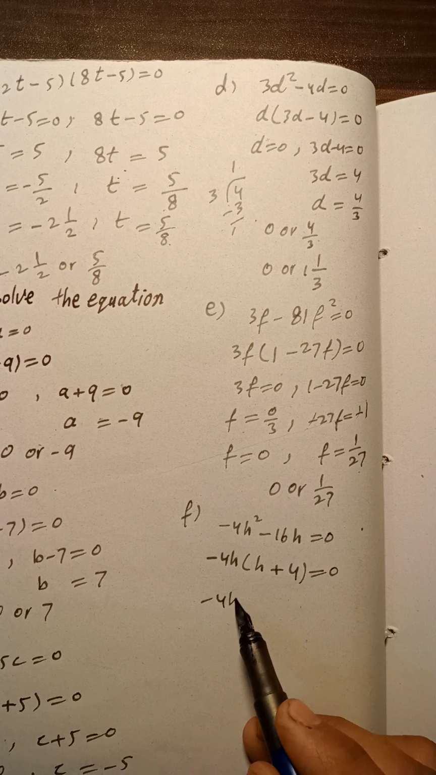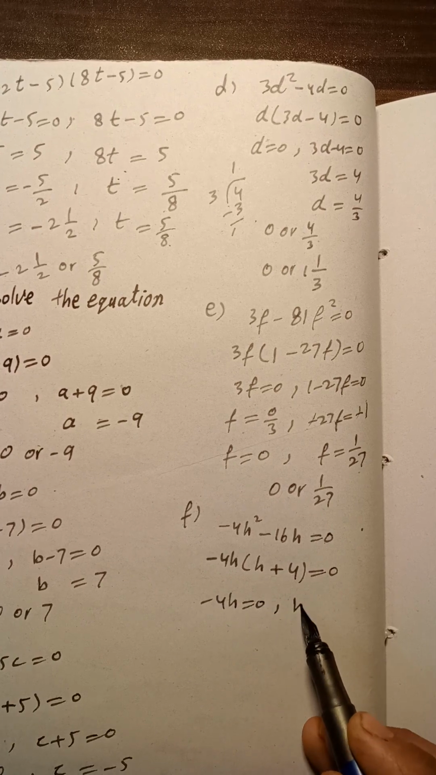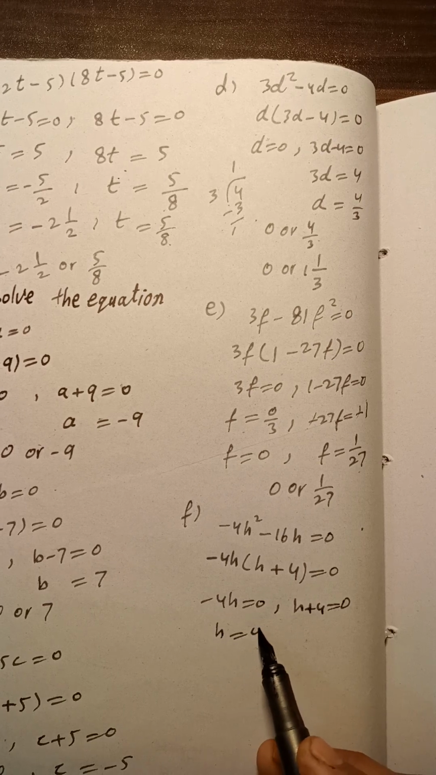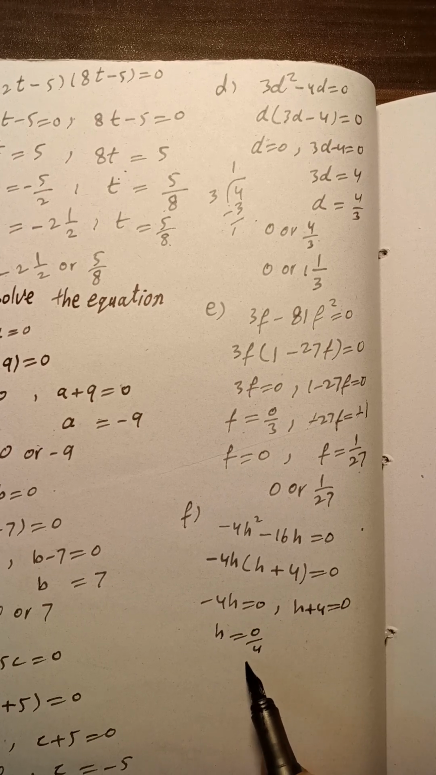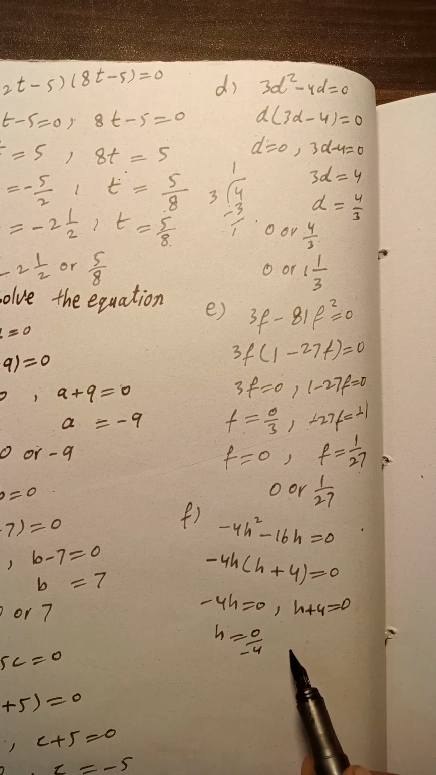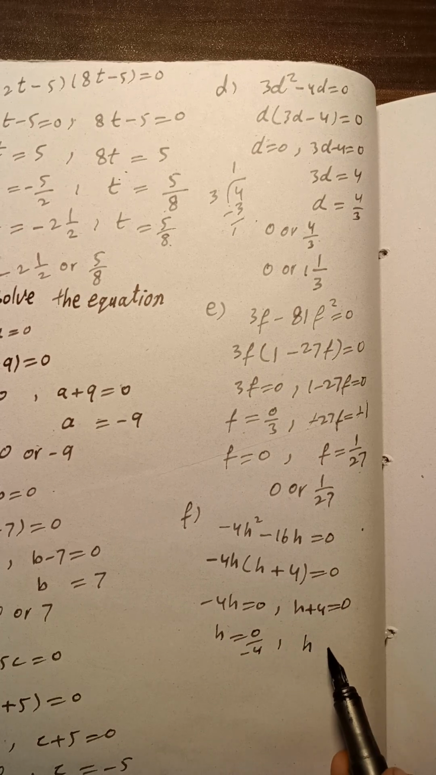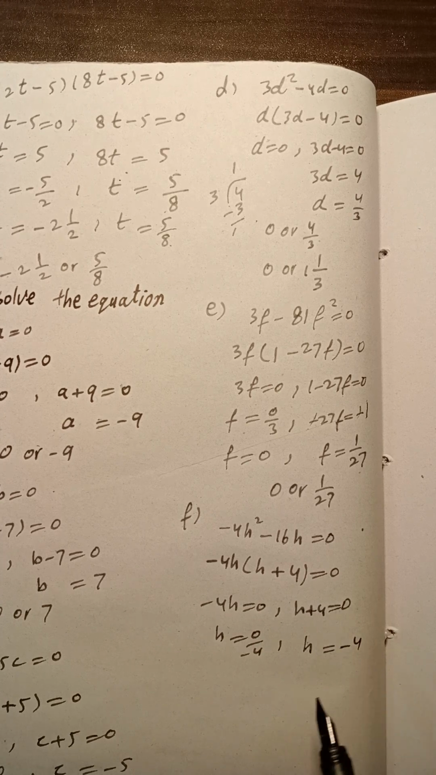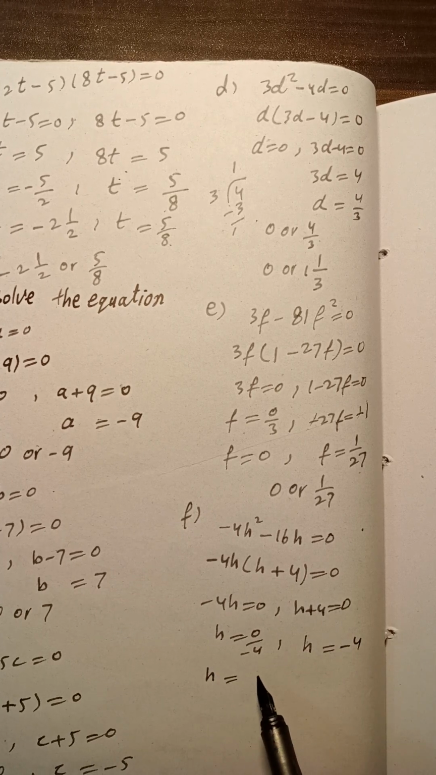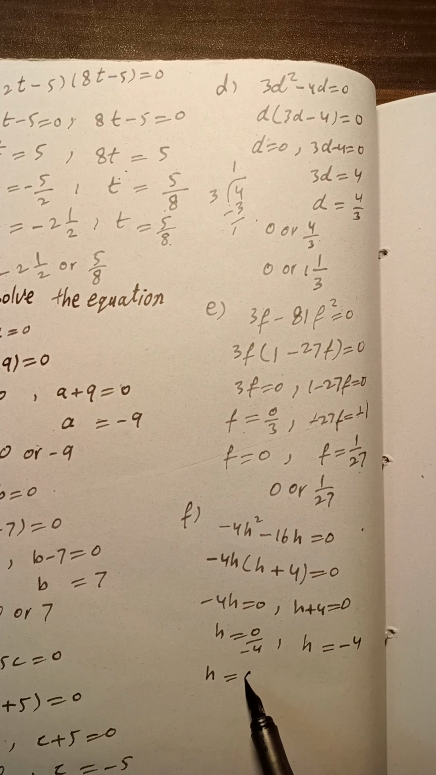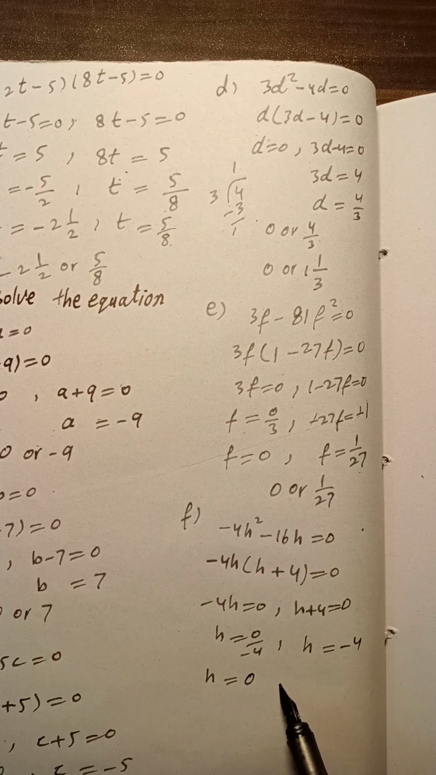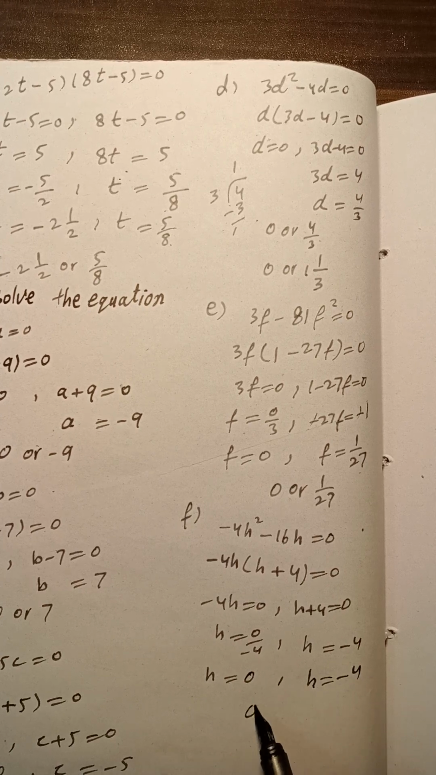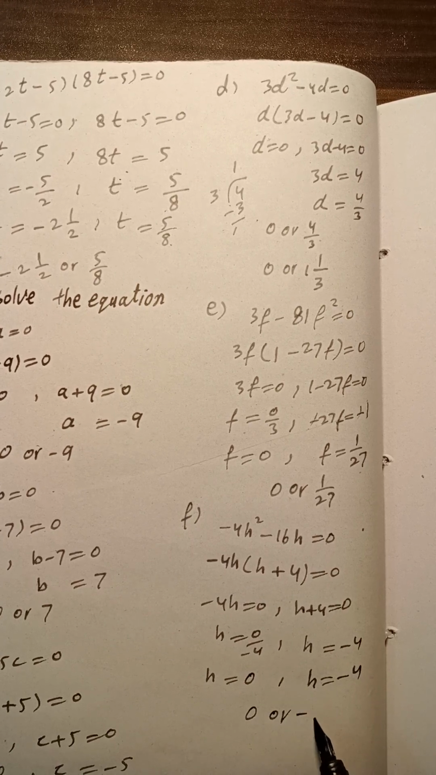Now minus 4h is equal to 0 and h plus 4 is also equal to 0, so h is equal to 0 over minus 4, and here h is equal to minus 4, because on the other side plus 4 is here, it will become minus 4. Now h is equal to 0 only, because 0 divided by minus 4 is equal to 0, and here h is equal to minus 4. Our answer is 0 or minus 4.